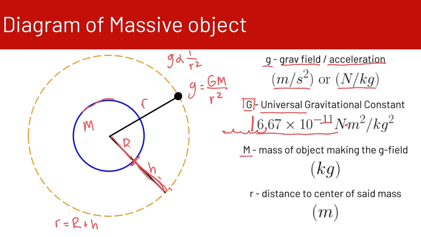Capital M, big M, is the mass of the object making the gravitational field, and the units for that are in kilograms. And then r is the distance to the center of the mass, and that is in meters. So again, little r is the distance from whatever body we're talking about here. Say it's a satellite, say it's a moon, say it's a person orbiting the Earth, whatever. This body from here to the center of the object's mass, to the large mass, that is r. And this force here, or this acceleration, is g.